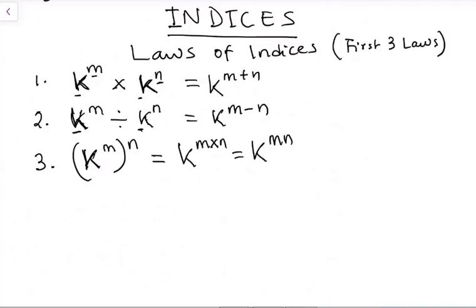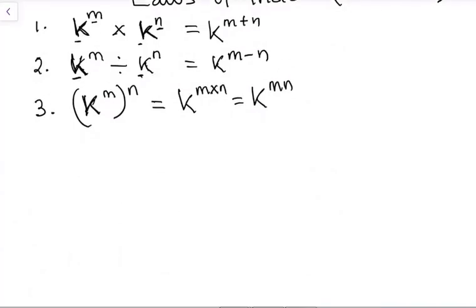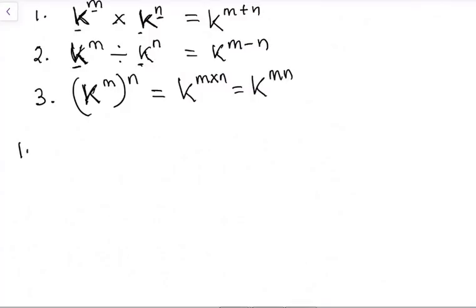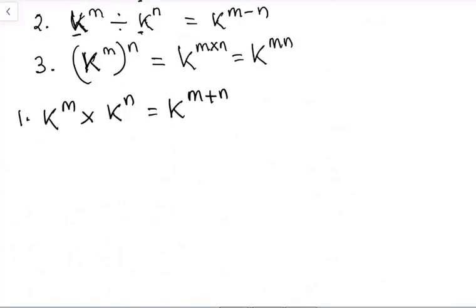So let's begin by looking at the examples around the first one. So let's take the first one. k raised to power m times k raised to power n equals k raised to power m plus n. So our first example will be 2 raised to power 5 multiplied by 2 raised to power 3.